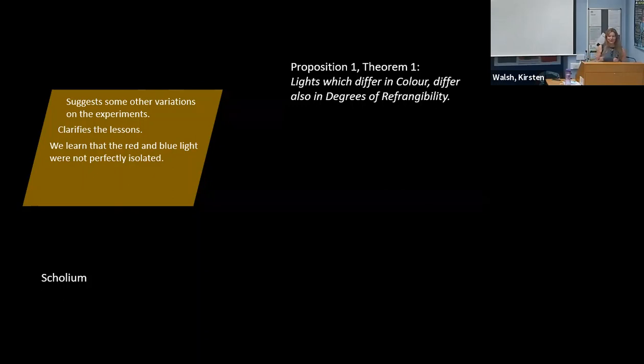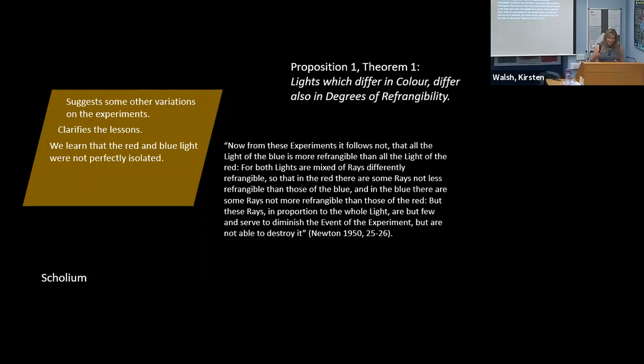We learn that he doesn't think the red and blue light are perfectly isolated. So we're not just dealing with a homogeneous body of red light and a homogeneous body of blue light, but we've got other colors muddying the water, making the experiment less vibrant than it would otherwise be, because we've probably got sunlight coming in that's all the colors and so on. Right, and so this is what he has to say about that.